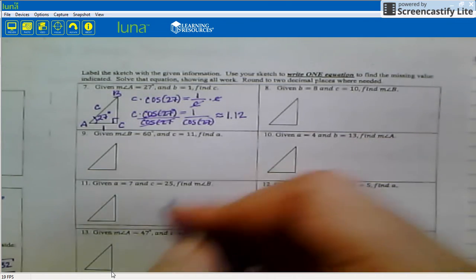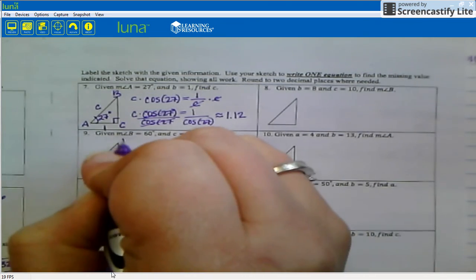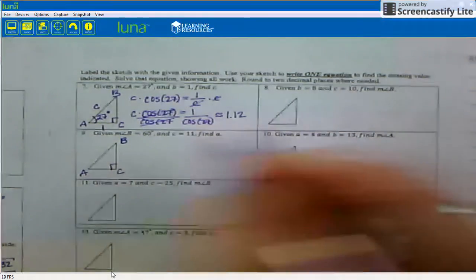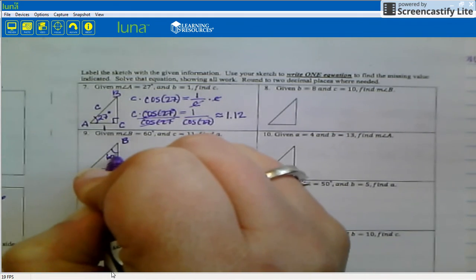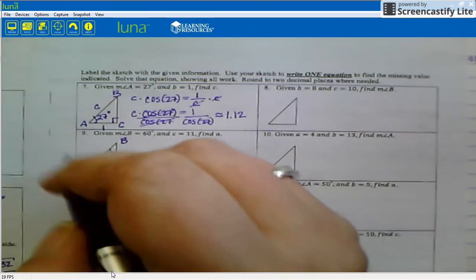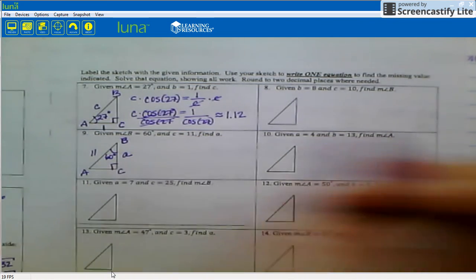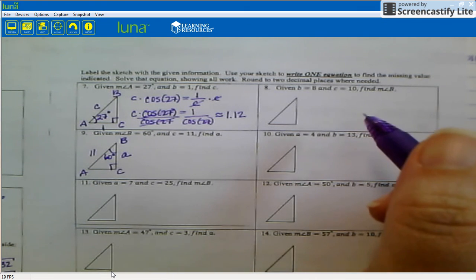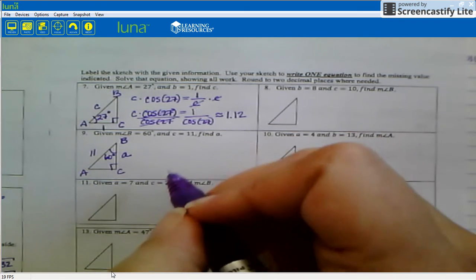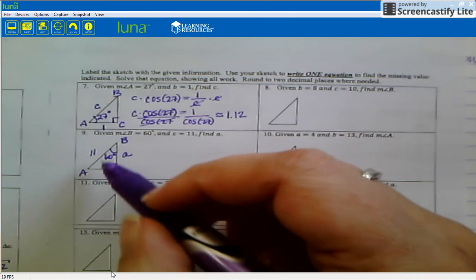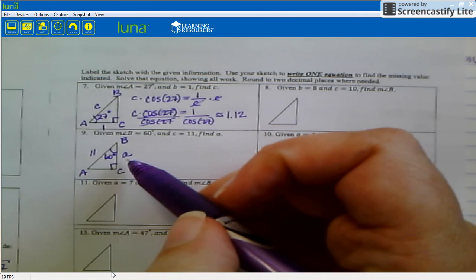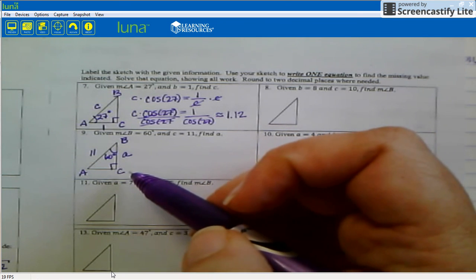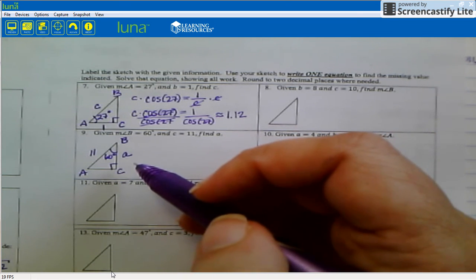In number 9, here I have A, B, C. Here's my 90-degree angle. And the measure of angle B is 60 degrees. And c is 11. Find the measure of a. Well, if you recall from Monday with our special right triangles, the 30-60-90s, then I know that little a is going to be 11 times the square root of 3 over 2. Now, if you don't remember them, then you can always use the trig function.